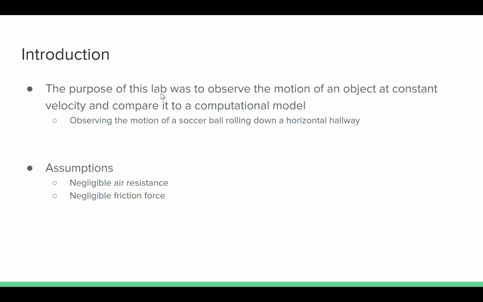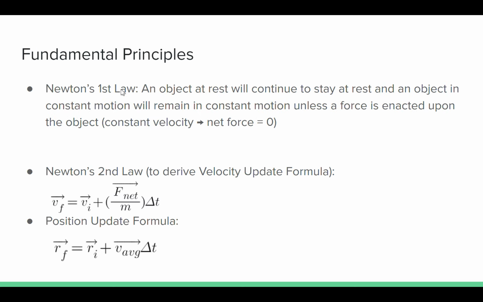The purpose of this lab was to observe the motion of an object at constant velocity and compare it to a computational model made in GlowScript. In the context of this experiment, this was observing the motion of a soccer ball rolling down a horizontal hallway. Two key assumptions for this experiment were that there was negligible air resistance and negligible friction force acting upon the ball as it rolled down the hallway, giving it a zero net force total.